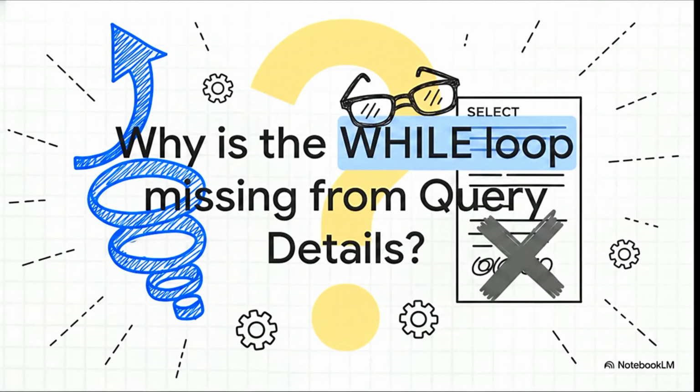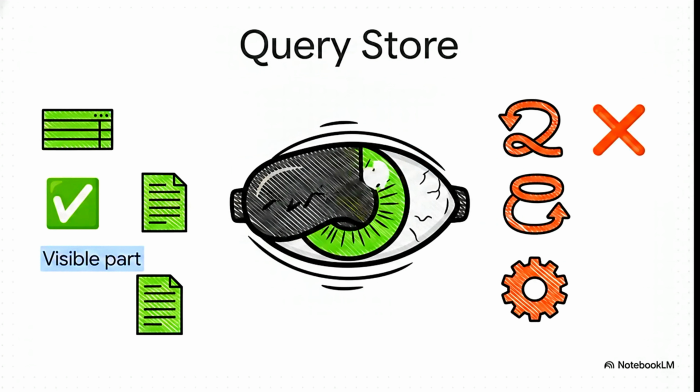So why does that happen? Well, the crucial point here is understanding how this tool actually works under the hood. Query Performance Insight doesn't just magically see every single thing, it relies entirely on data fed to it from the query store. In the query store, it has a very specific blind spot.